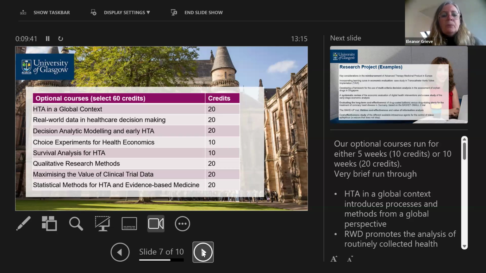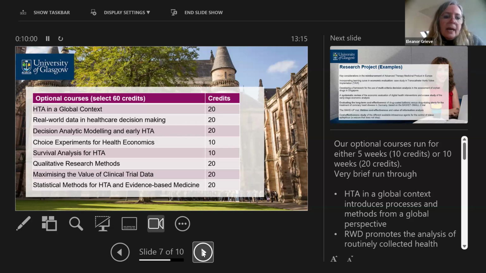So this is gaining more and more traction in HTA these days, as sort of maybe moving away from randomized controlled trials to some degree and utilizing much more the routine data that's captured.